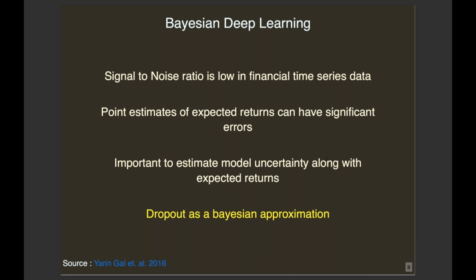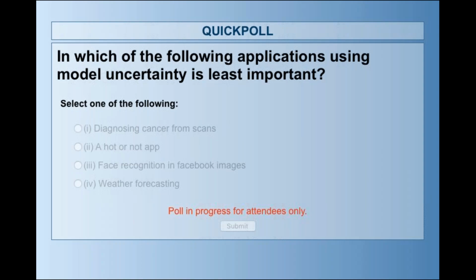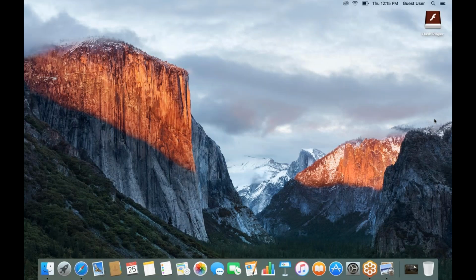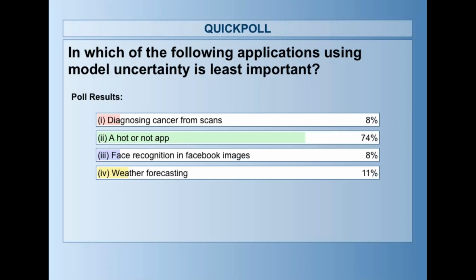Now it's time for the third poll question. In which of the following applications using model uncertainty is least important? Okay, we'll be closing the poll shortly. Please get your votes in. Okay, it's good to know that most of the audience feels that a hot or not app would be less important than diagnosing cancer from scans.